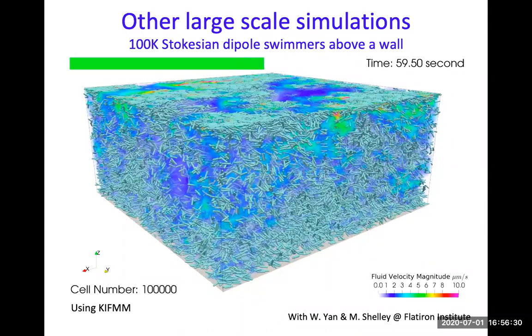We are refining these models to look at simulations of swimmers, hundreds of thousands of these, right? So I think to date, this is one of the largest scale ones, right? So 100,000 with confinement. And with this, I will stop.